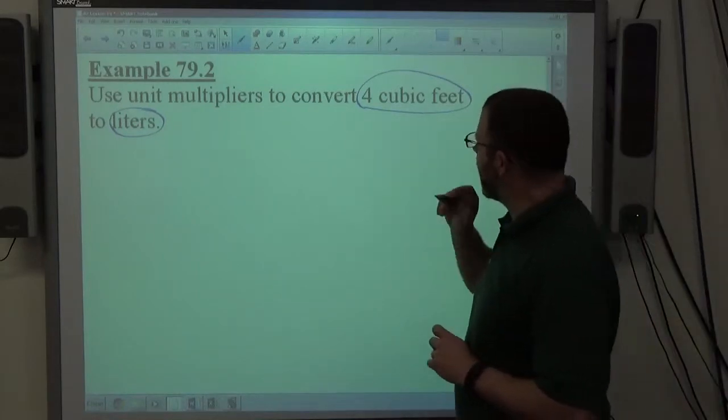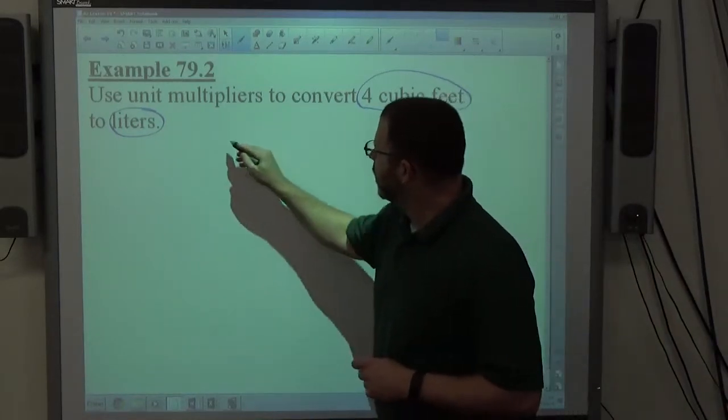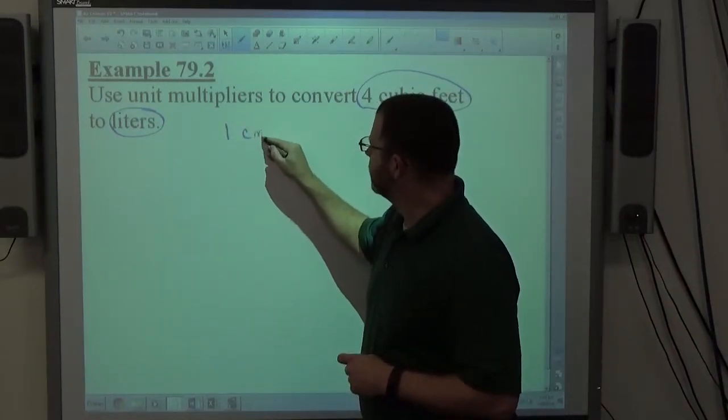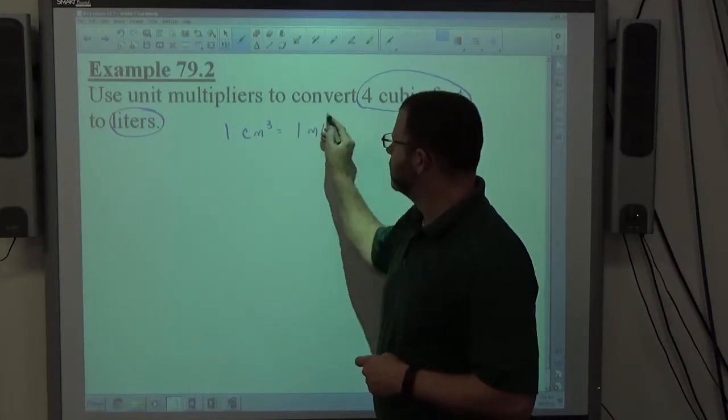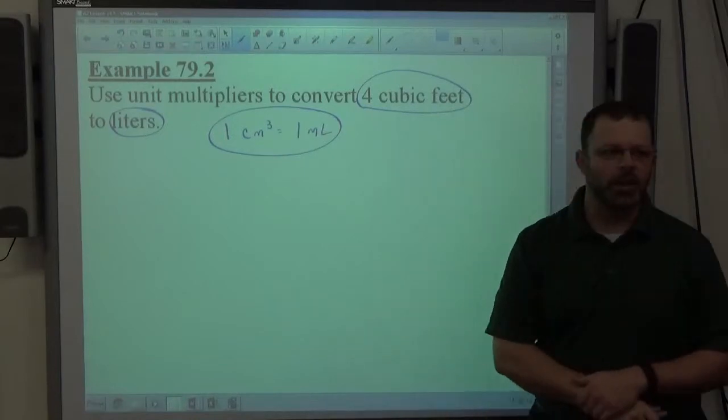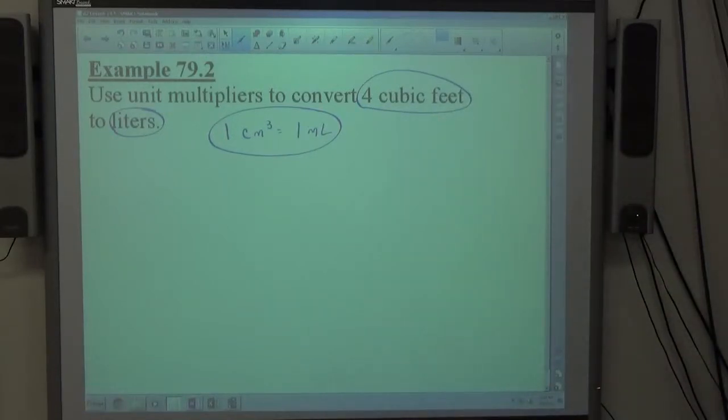And the fact we're going to use is that 1 cubic centimeter is equal to 1 milliliter. That's going to be our bridge between cubic units of volume and liters and milliliters and so on.